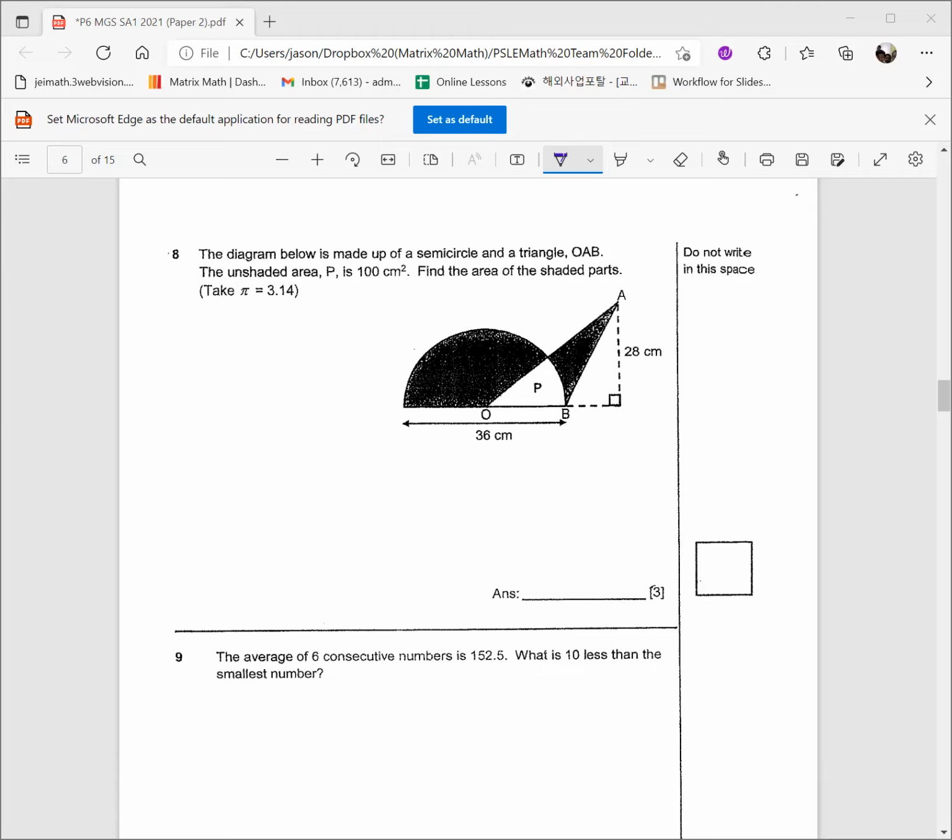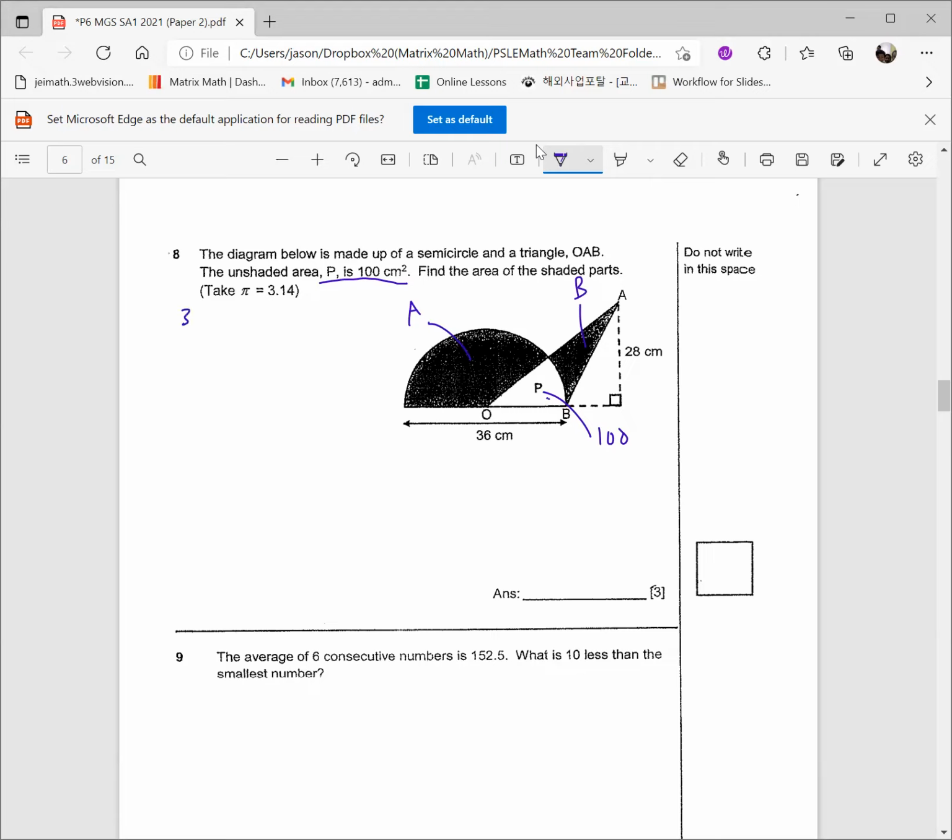Okay, so let's continue here. This question is not that difficult. So this one given here, this P is 100, right? It's given in this question. To find the shaded part, let's say this area is A and this area is B. The shaded part of A is very simple: area of this semicircle minus P. To find the area of the semicircle, you need to know the radius.